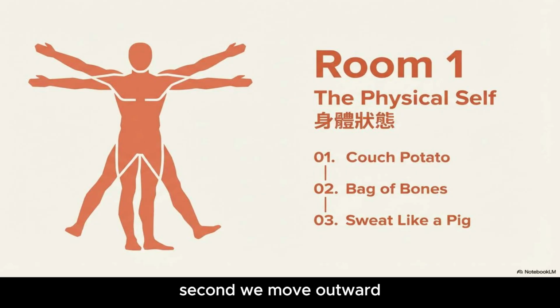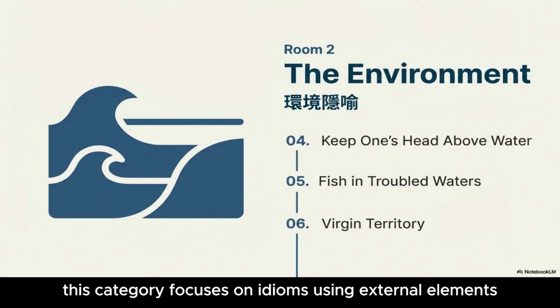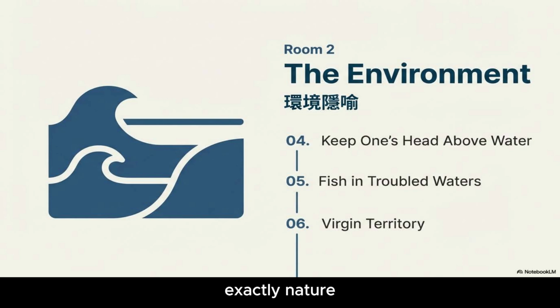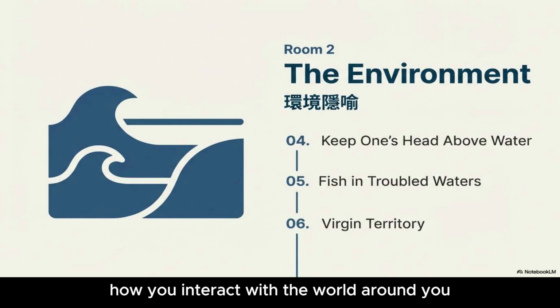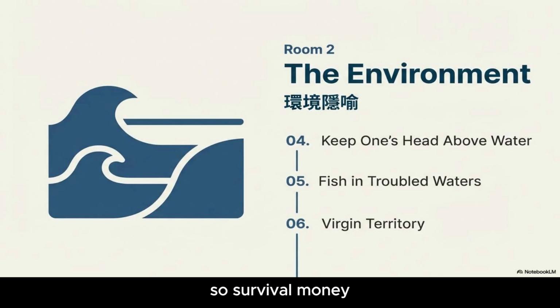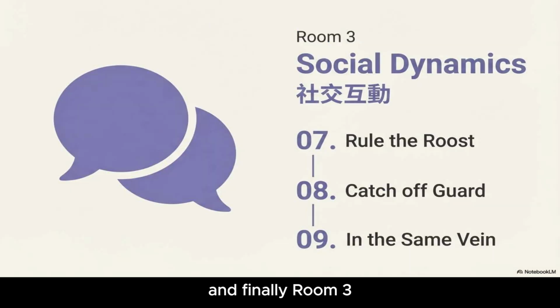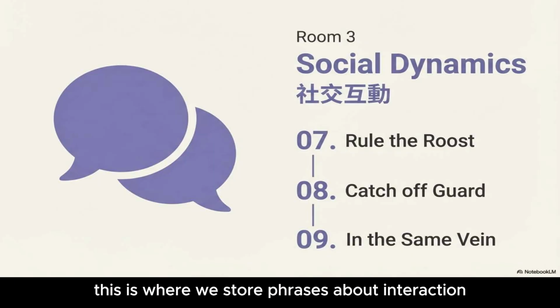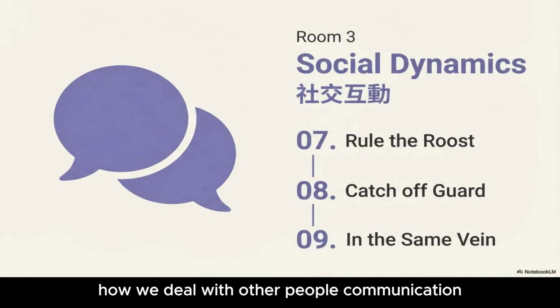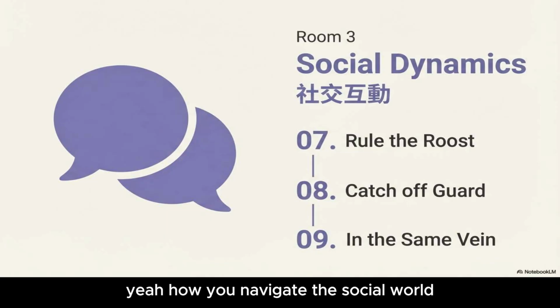Second, we move outward, room 2, the environment. This category focuses on idioms using external elements, like nature, water. Exactly. Nature, water, exploration, all as metaphors for external challenges. Survival, resources, how you interact with the world around you. So survival, money, the big picture stuff. And finally, room 3, social dynamics. This is where we store phrases about interaction, influence, power. How we deal with other people. Communication. Yeah, how you navigate the social world.